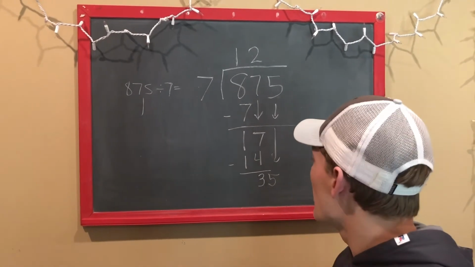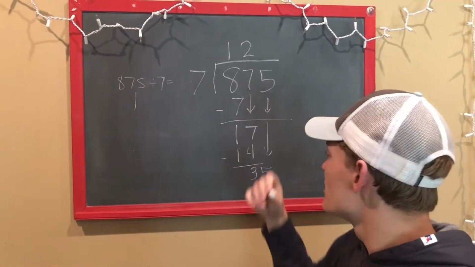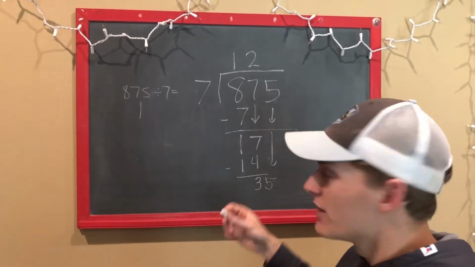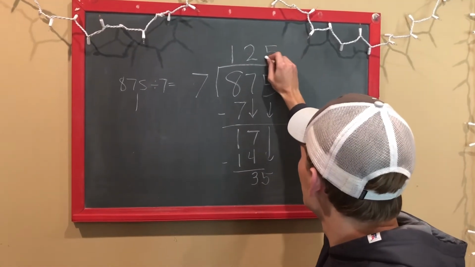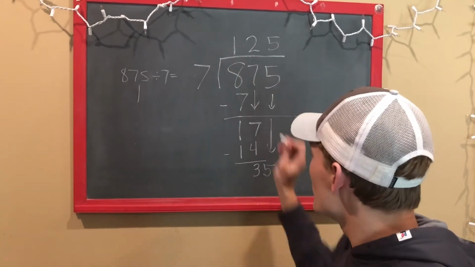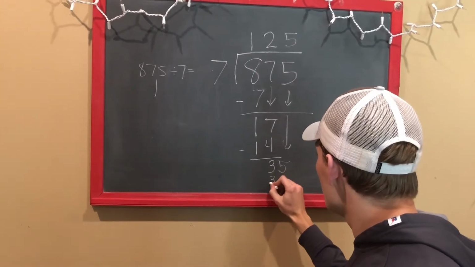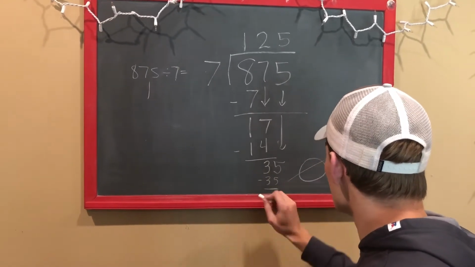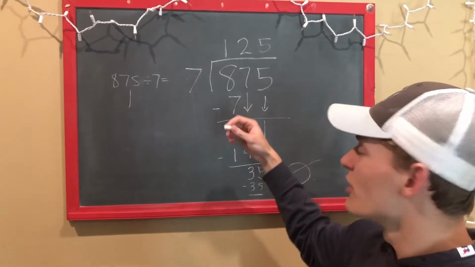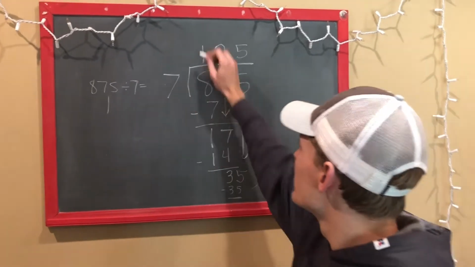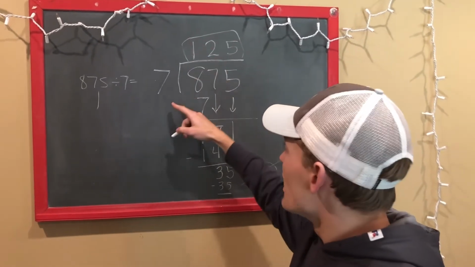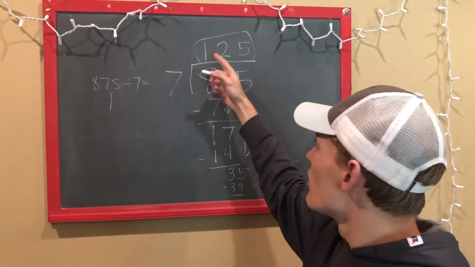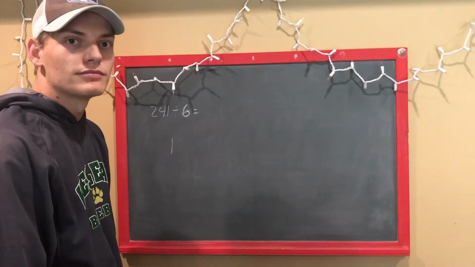So now, how many times does 7 go into 35? The answer is 5. So now we do 5 times 7 equals 35. Subtract, we get 0. That means we're done. We have our number, so if you want to figure out what your answer is, it's right here. 875 divided by 7 equals 125.